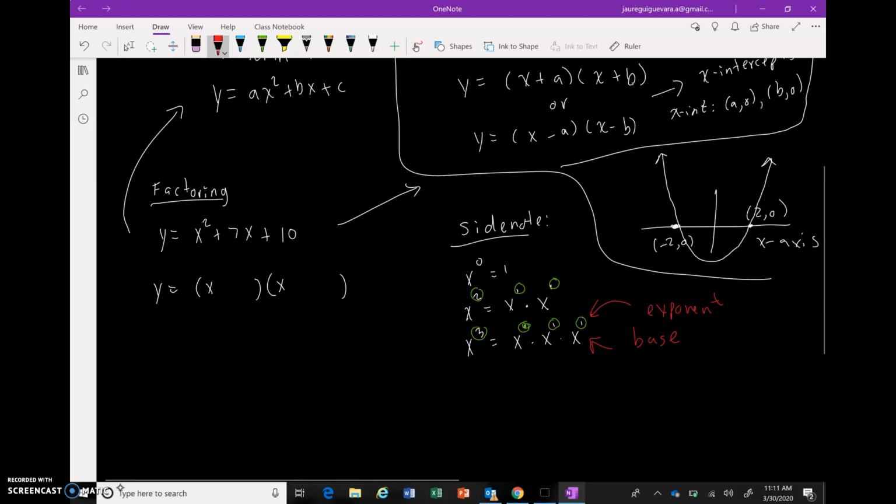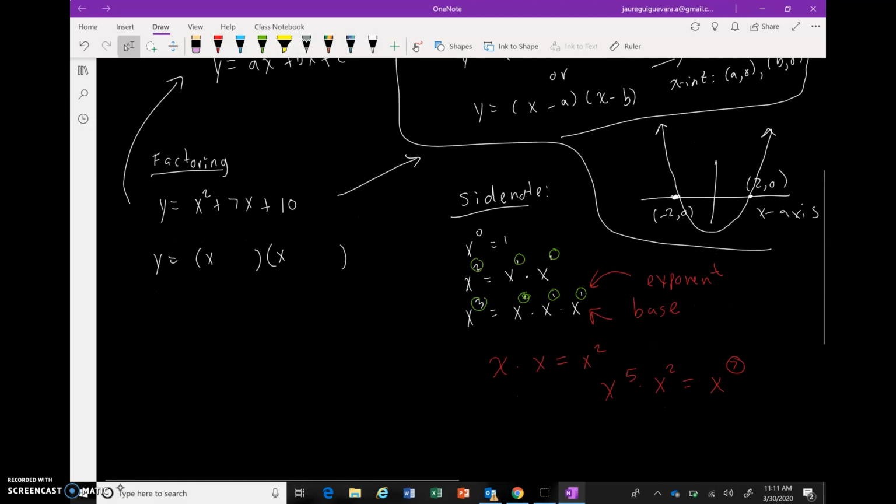Meaning if I tell you to multiply x times x, it should give you x squared. If I tell you to do x to the power 5 times x to the power 2, it should give you x to the power of 7, because 5 plus 2 gives you 7. Keeping that in mind, x times x, the two little exponents, should give you 2.